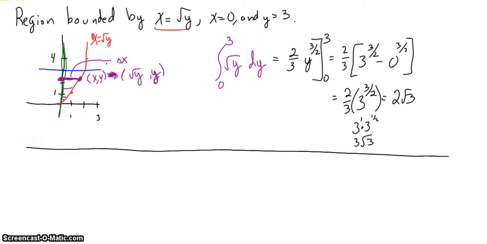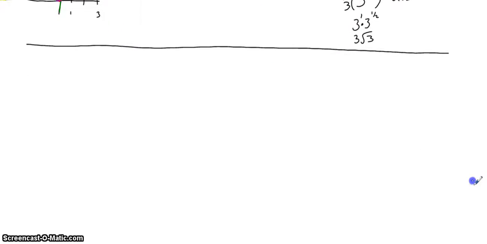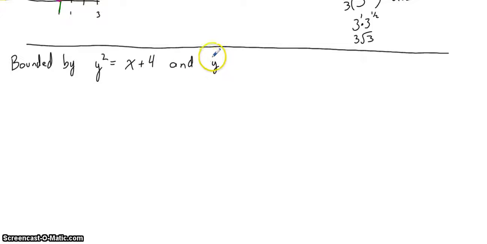Let's look at the one we saw in the other practice with the split regions. So that was bounded by y squared equals x plus 4 and y equals 2 minus x. That's a nice good straight line. Let's try it again. Ooh, that's better.